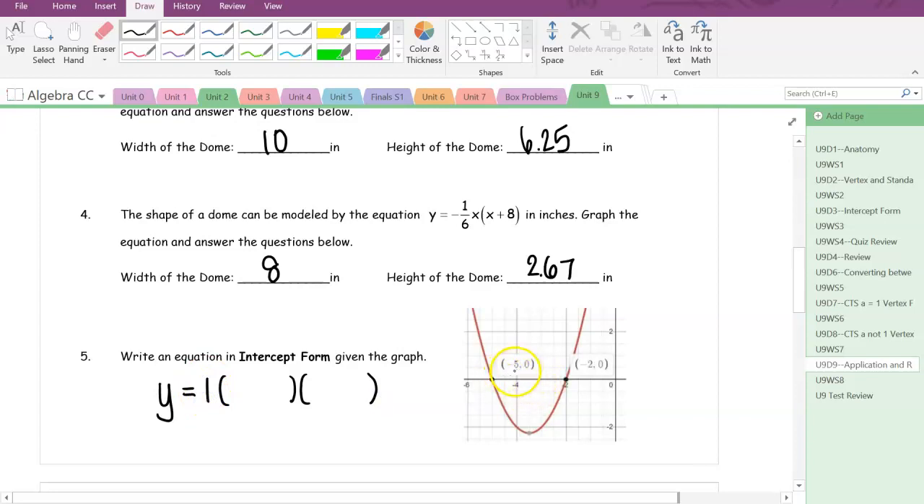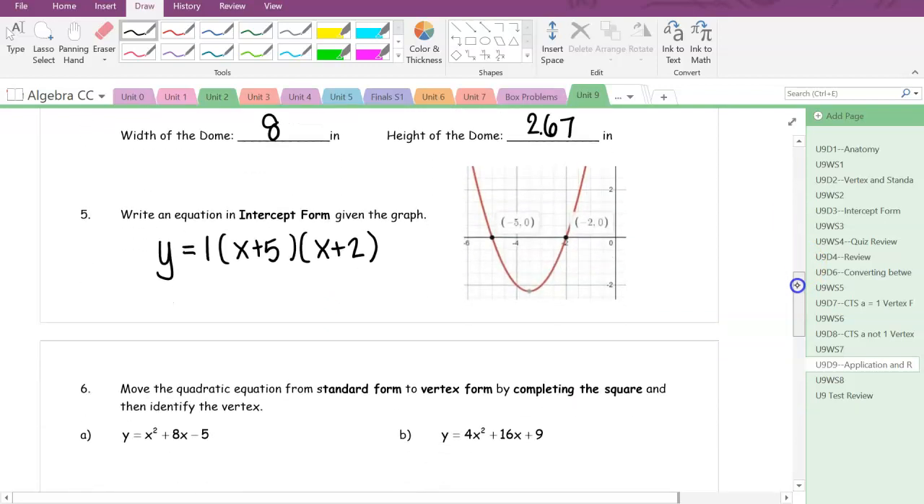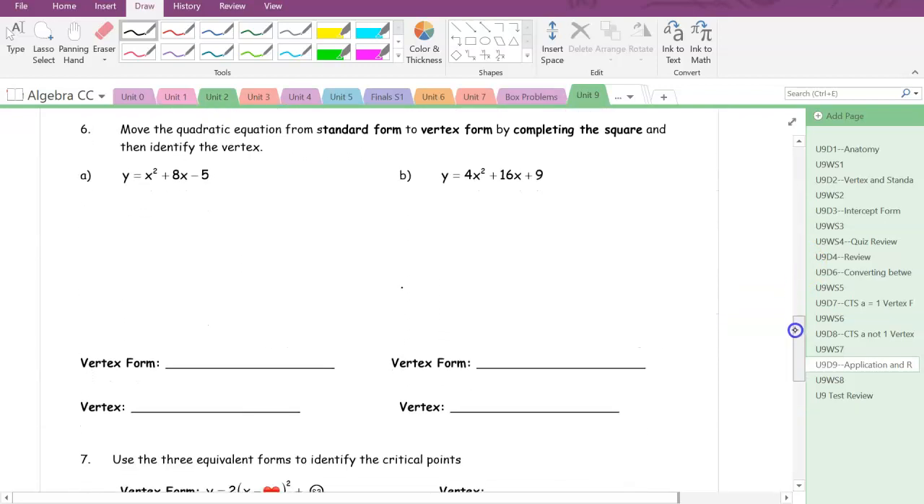And remember, if your intercept is at -5, our factored form, or what we have in intercept form, is an x plus 5. Okay, intercept at -2, this becomes an x plus 2. And that's it. That's all you have to do for intercept form, especially when you're given a graph.